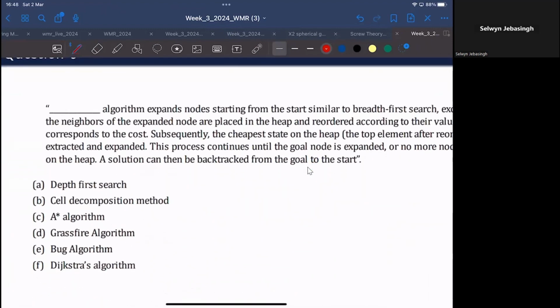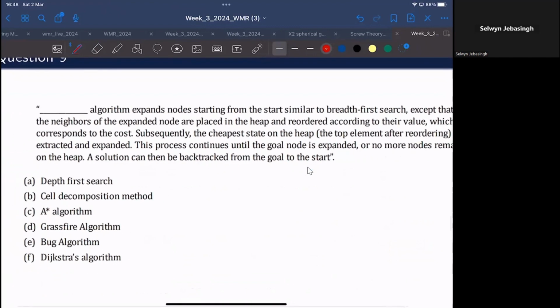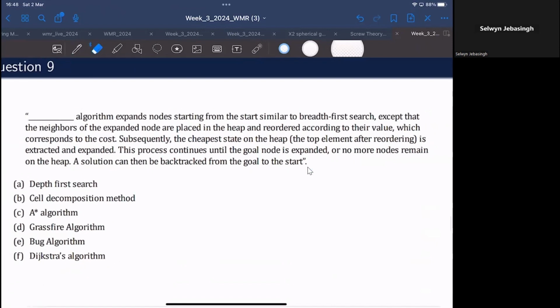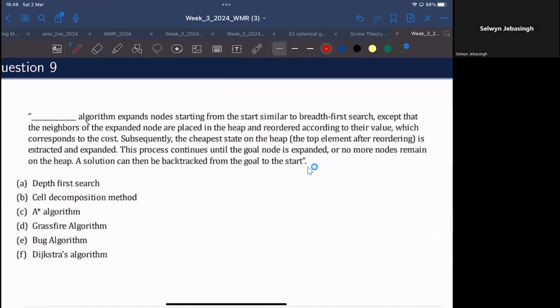Okay, moving on to question 9. It's a lengthy sentence, so some of it has to fit onto this blank. So what does it say? It says this algorithm expands the node starting from the start, similar to breadth first search, except that the neighbors of one expanded node are placed in a heap and reordered according to their value, which corresponds to the cost.